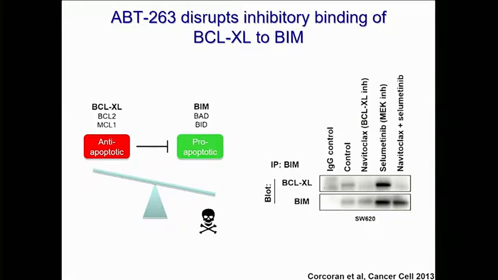However, if you treat it also with navitoclax, formerly known as Abbott 263, which is an inhibitor of a protein-protein interaction and blocks binding of BCL-XL and BCL2 to proapoptotic BH3 proteins like BIM, you could ablate this binding interaction and now leave this BIM free to hopefully promote cell death.